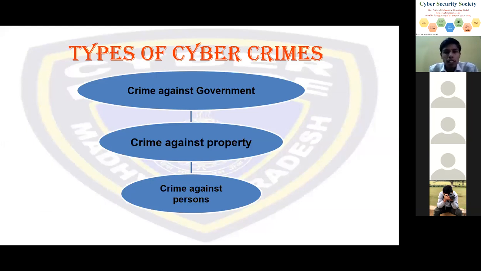Mainly we can divide it into three parts. First is crimes against government, second is crimes against property, and the third is crimes against person. Crimes like cyber terrorism and theft are considered crimes against governments. Crimes against property include data theft, data breach, and other such crimes. Crimes against person include identity theft or theft by personation.